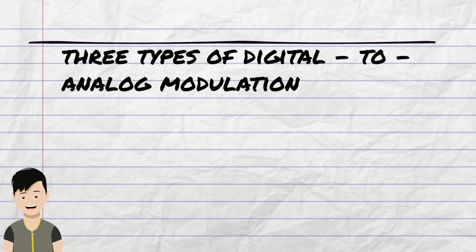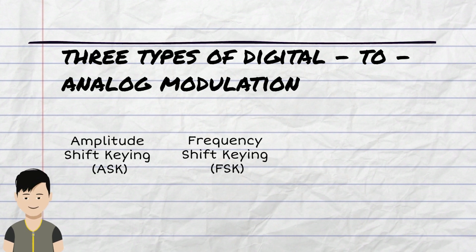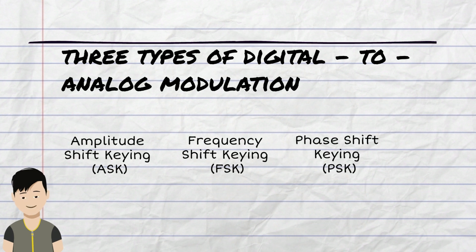There are three types of digital modulation. First is amplitude shift keying. Second is frequency shift keying. And the last one is phase shift keying.